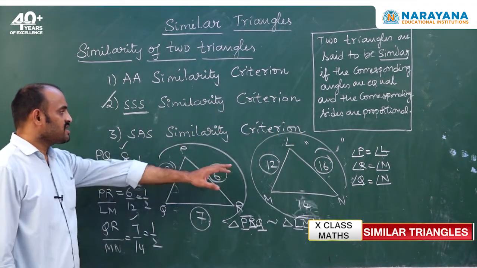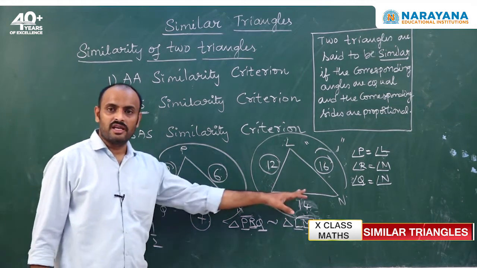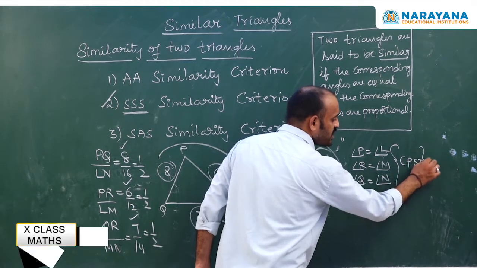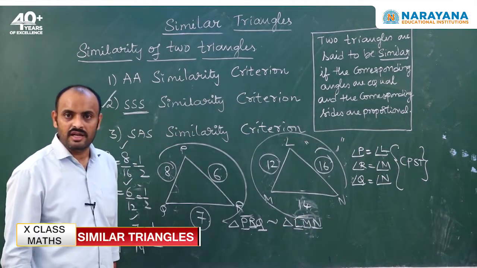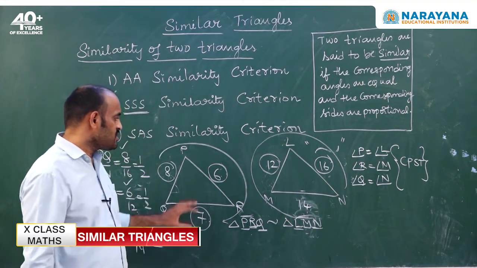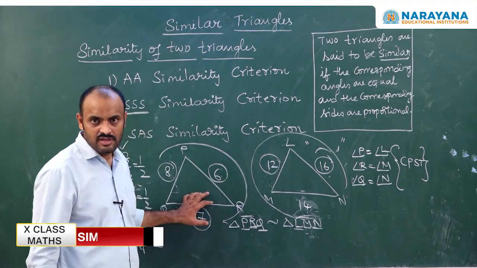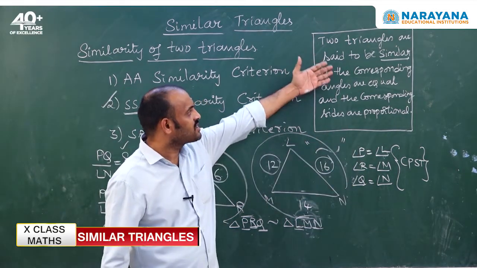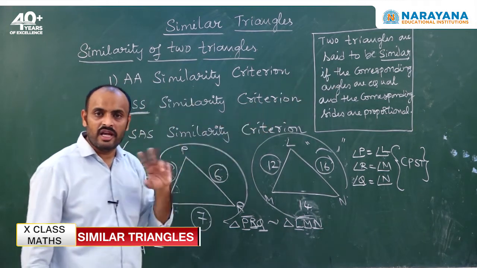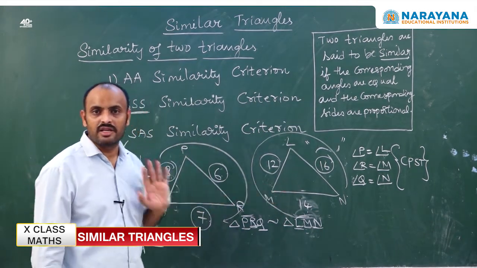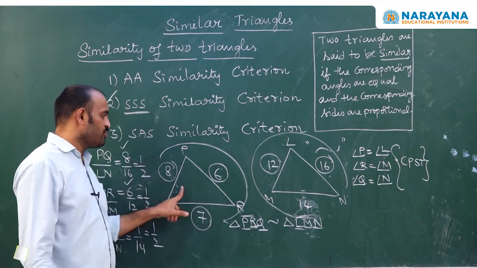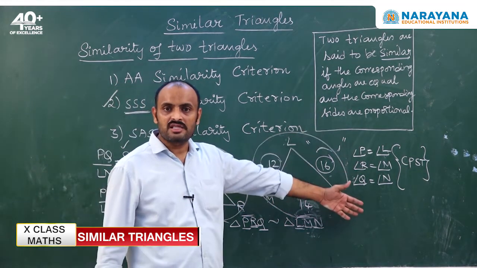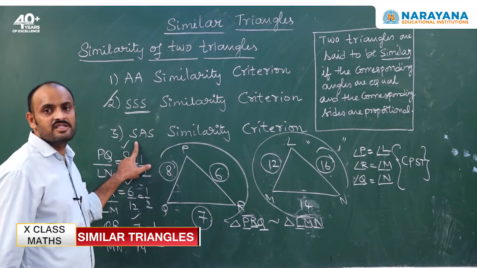So, using triple S similarity, we can say that these two triangles are similar. Once you have written this, the reason is that they are the corresponding parts of similar triangles, because we have proved these two triangles similar first. If any two triangles are similar, the corresponding angles are equal. That is what the similarity of two triangles says. Let's see the SAS similarity criterion.